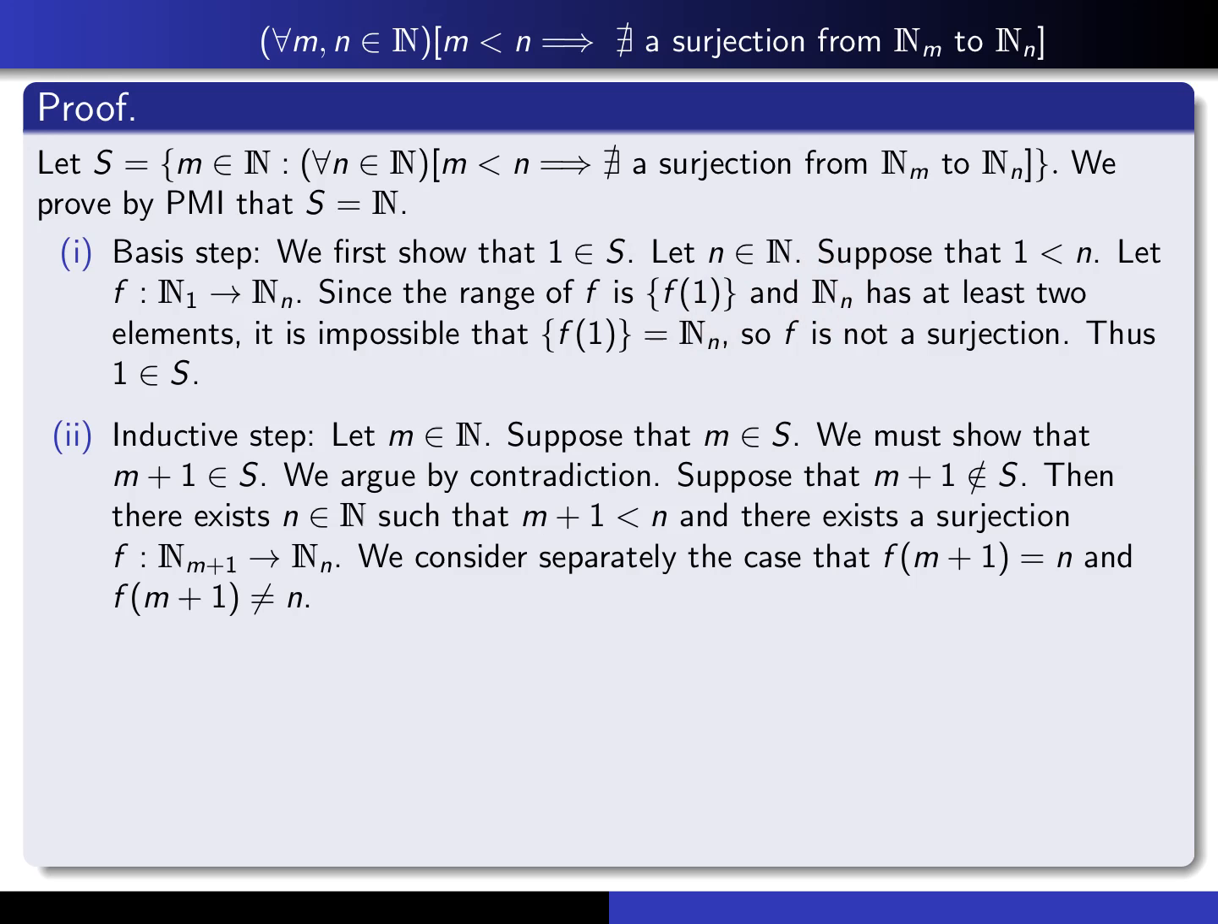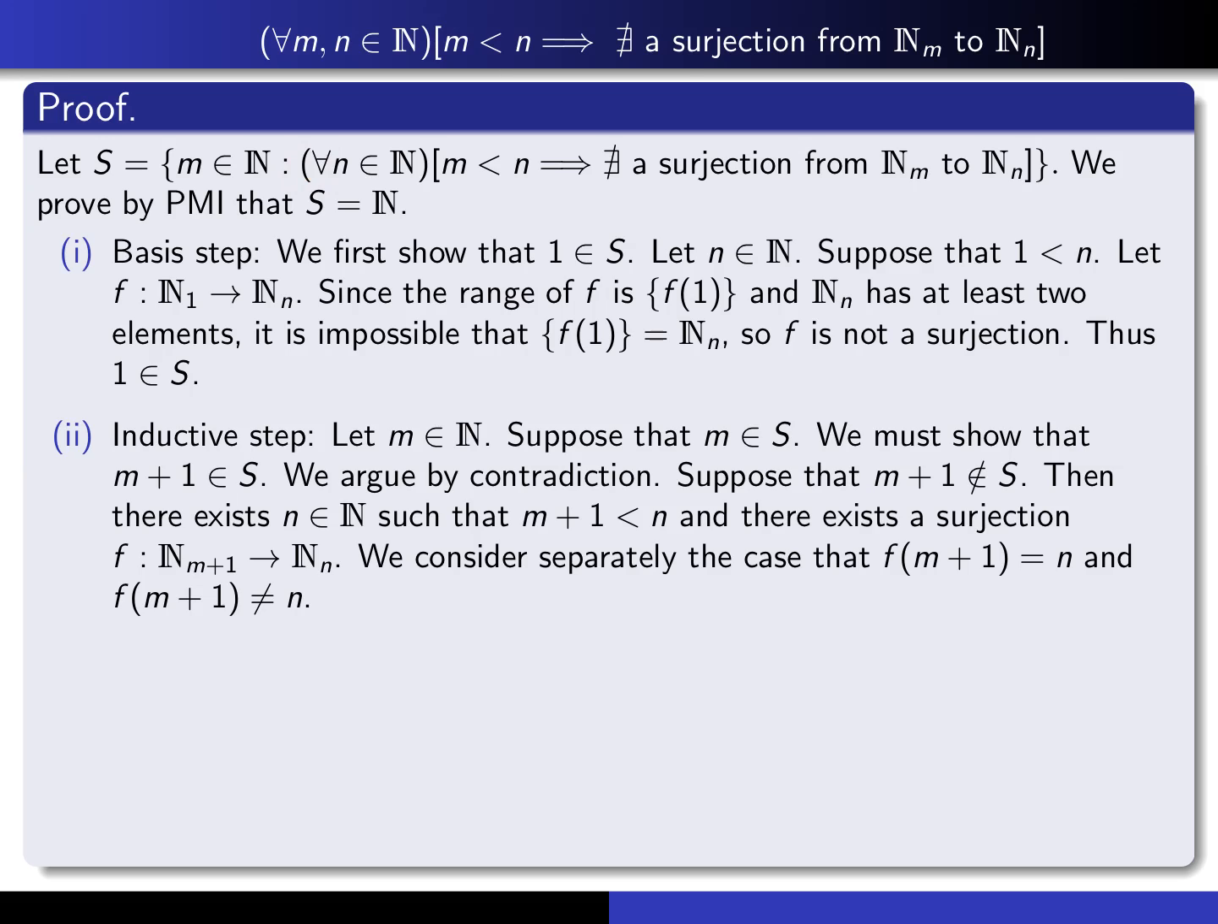So here's the beginning of my proof of the inductive step. I say let m be a natural number, suppose m is in S. We have to show that m plus 1 is in S. We argue by contradiction. So that means I'm going to assume that the negation of this statement is true relative to m plus 1.